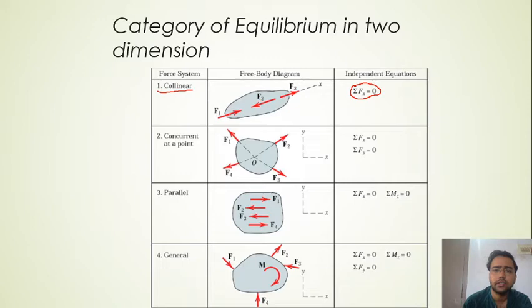What is sigma Fx? Suppose toward right it is positive, then F1 minus F2 plus F3. Okay, vector summation of F1, F2 and F3 should be equal to 0 if this body is in equilibrium. So that type of force system is called collinear force system, right? And it is a part of collinear equilibrium. The second point is concurrent at a point. So in this case, what should happen? All the lines of action of the forces should pass through a single point.